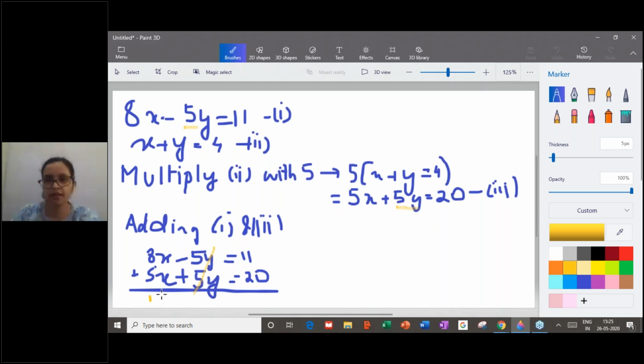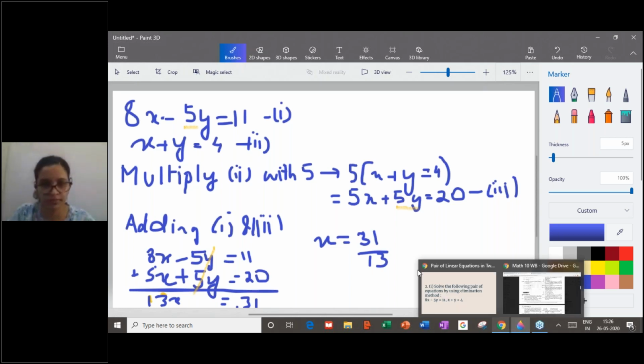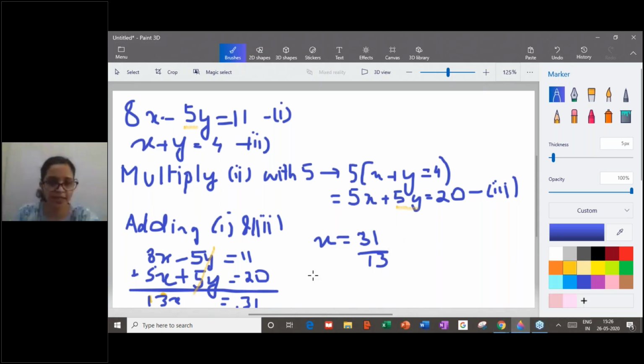So this will be 13x and this will be 20 plus 11 is 31. Right? So x will be... why am I getting a different answer? Okay, yeah. So you got the value of x here. So what do you do?